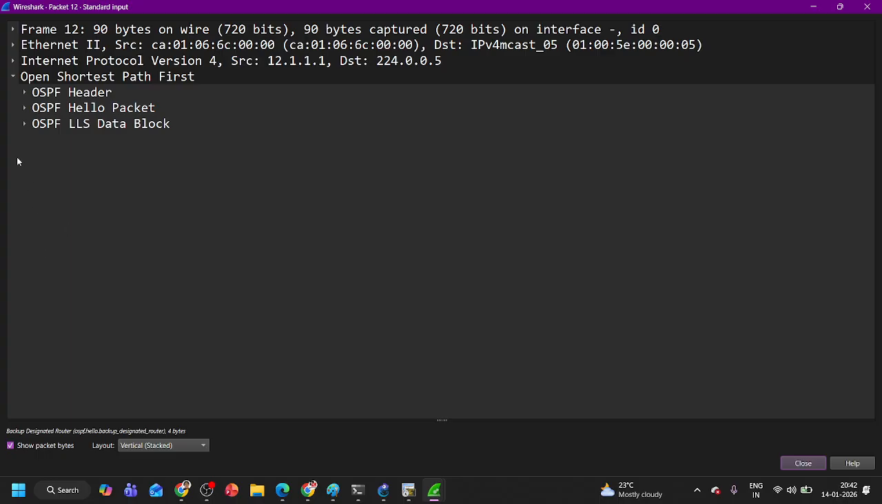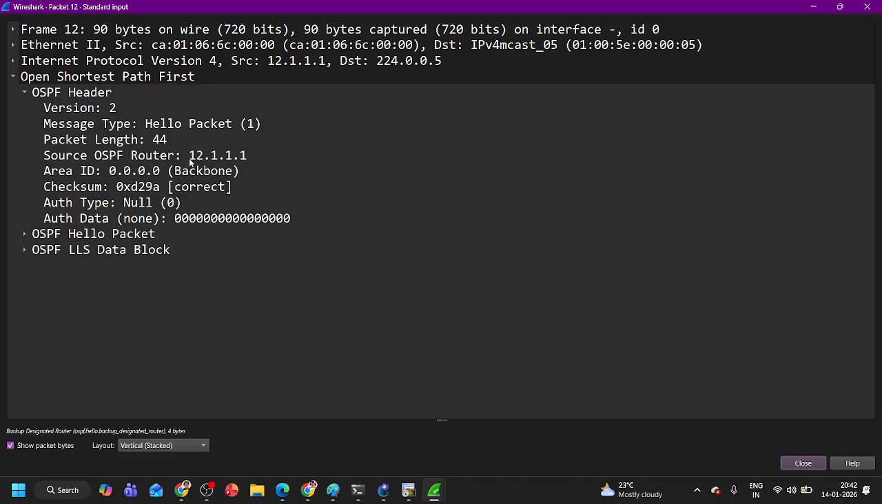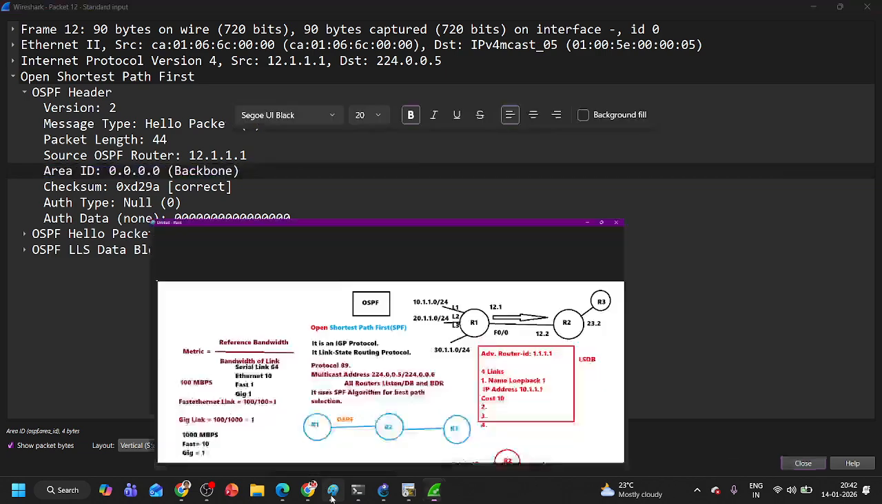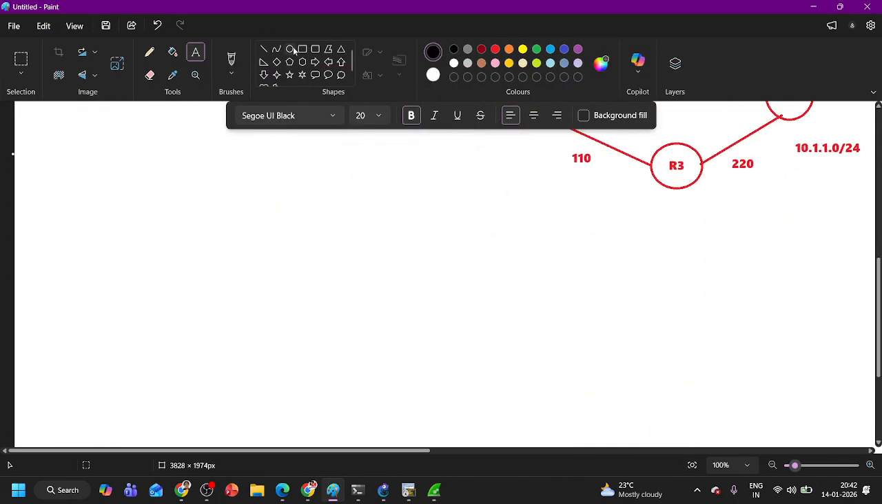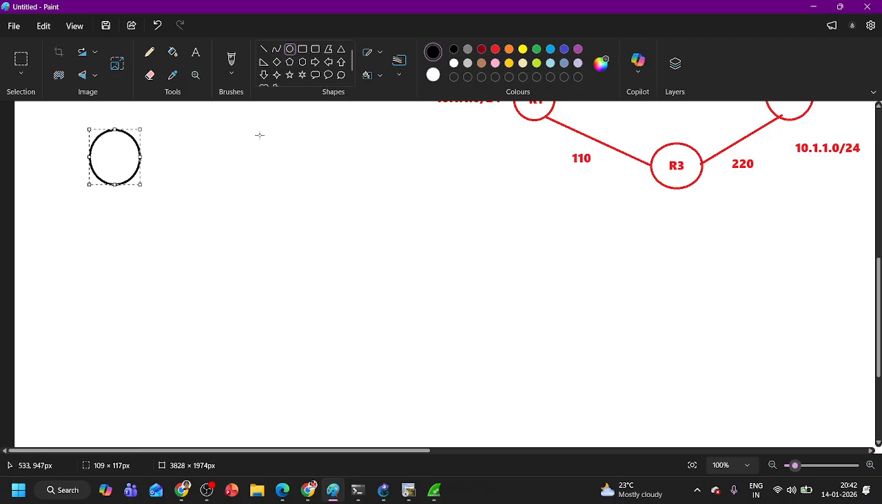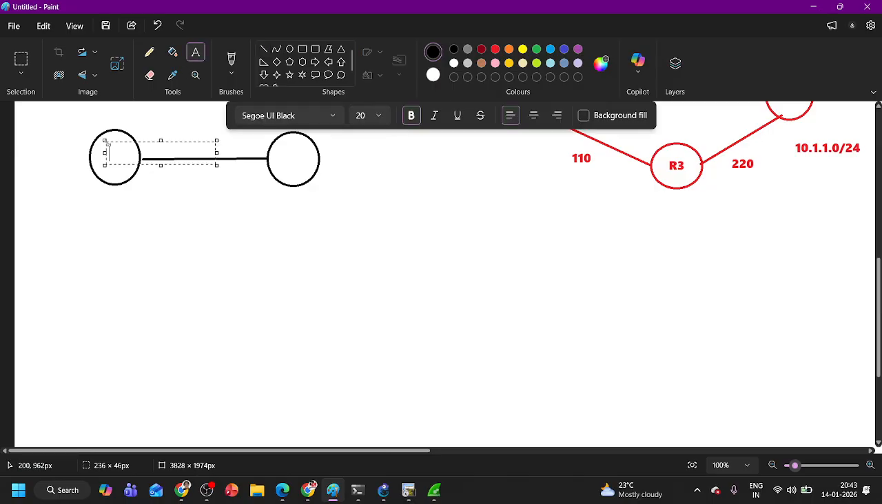Out of this information, the must-match information is over here. First of all, area ID must match. How can two routers become neighbors in OSPF? For that, the first parameter is area ID. R1 has IP address 12.1/24 and R2 has IP address 12.2/24. Here my OSPF process ID 1 is running.